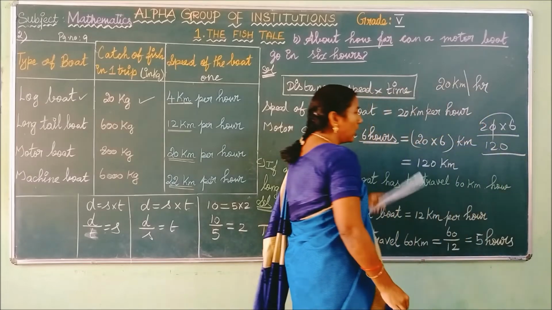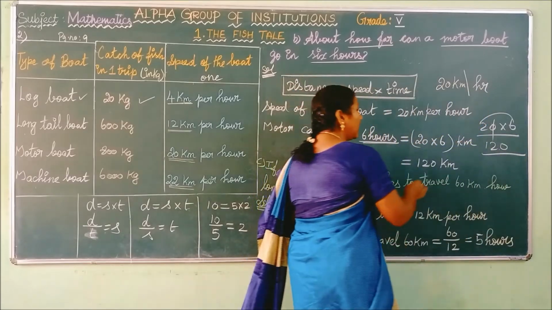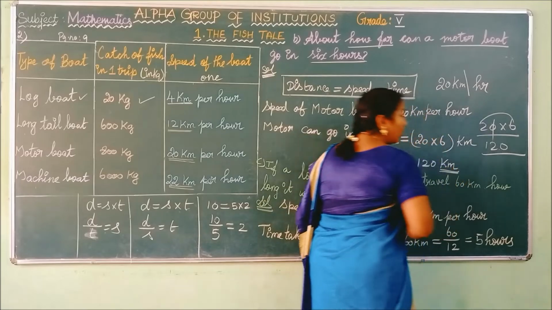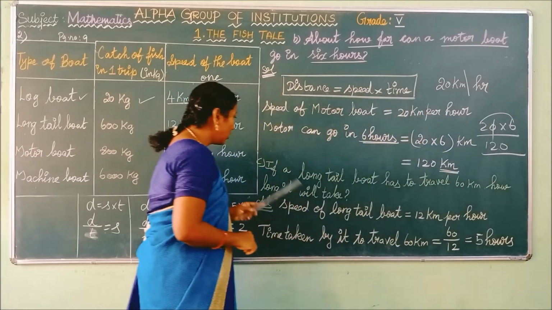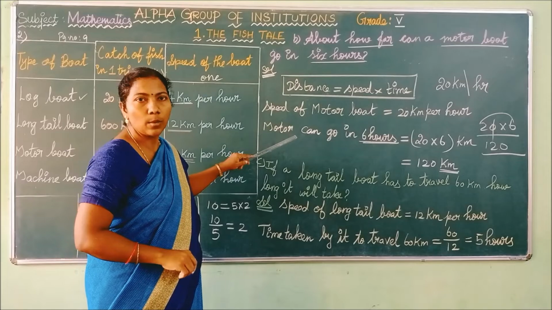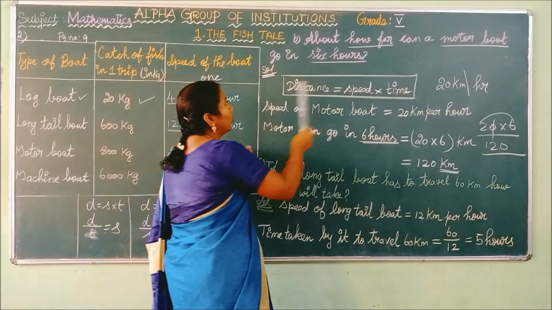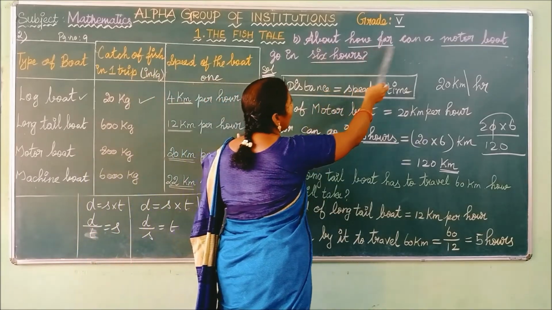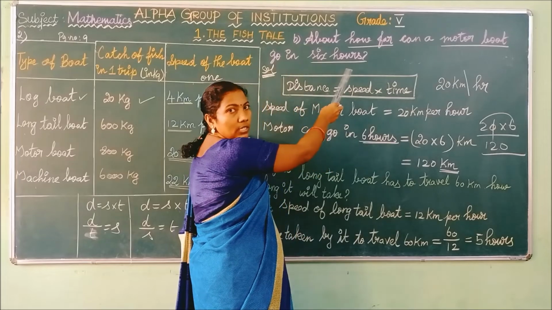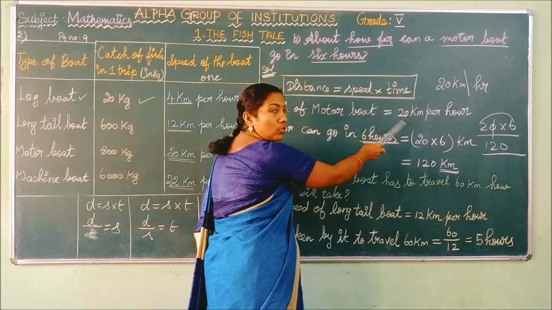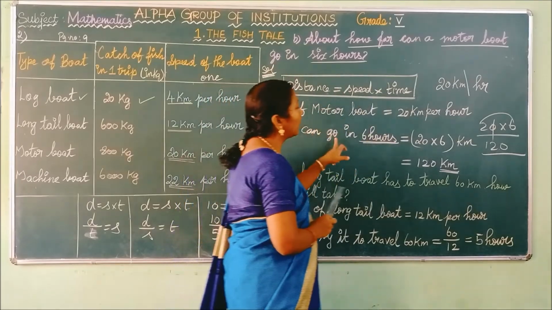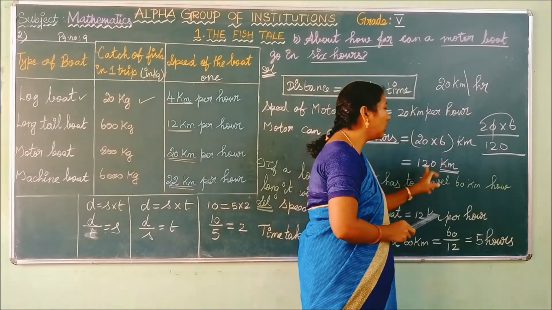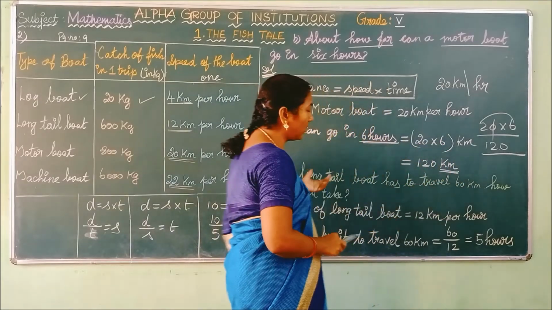So 120 kilometer. While you are writing the answer, you must write the units. Okay. See the next one. That's all the subdivision C. So what is asked in the question? How far can a motorboat go in 6 hours? In 1 hour it goes 20 kilometer. The motorboat can go in 6 hours 20 into 6, 120 kilometer. That's all. See the next one.